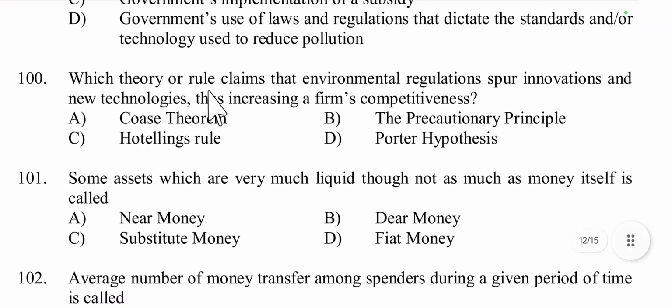Then question number 100, which theory or rule claims that environmental regulations spur innovations and new technologies, thus increasing a firm's competitiveness? Coase theorem, the precautionary principle, Hotelling's rule or Porter hypothesis? This concept is called the Porter hypothesis, because the Porter hypothesis argues that well-designed environmental regulations can stimulate innovation, improve efficiency and enhance competitiveness. So option D is the right answer.